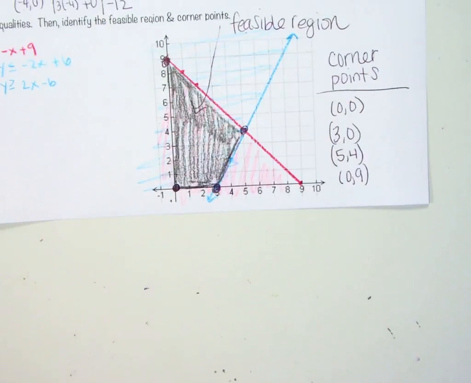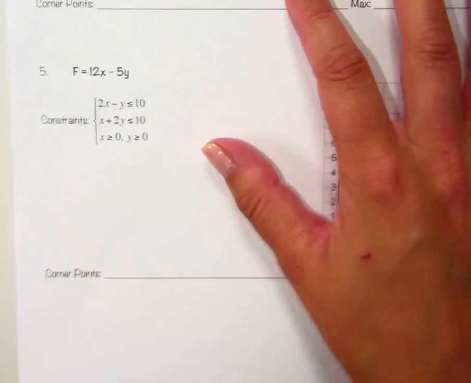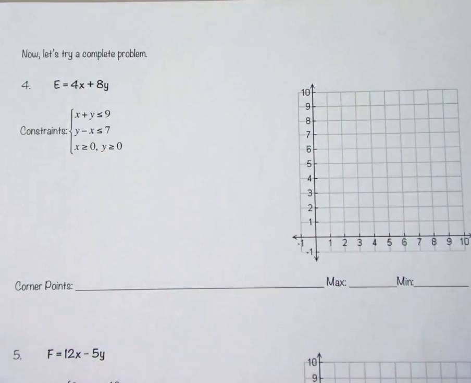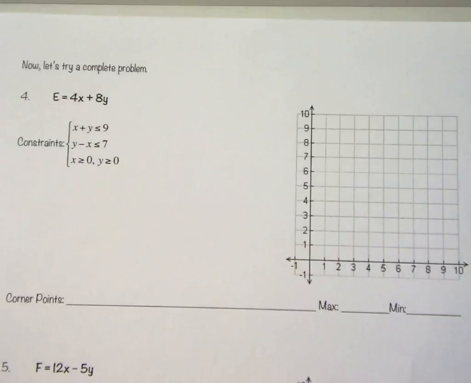What questions do we have? Okay, we have just enough time, so now what we're going to do is put it all together. So look at example 4. It says, let's try a complete problem. All right, the first thing that we need to do, again, is graph our inequalities.